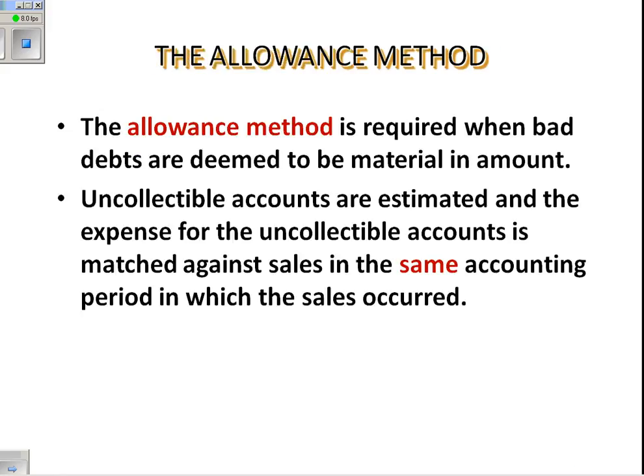One method for estimating bad debts is called the allowance method, and it is required when bad debts are deemed to be quite a bit in amount. Uncollectible accounts are estimated, and the expense for the uncollectible accounts is matched against sales in the same accounting period in which the sales occurred. Therefore, this method follows the matching principle.